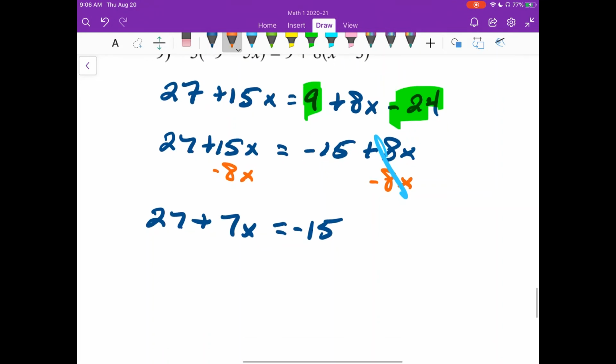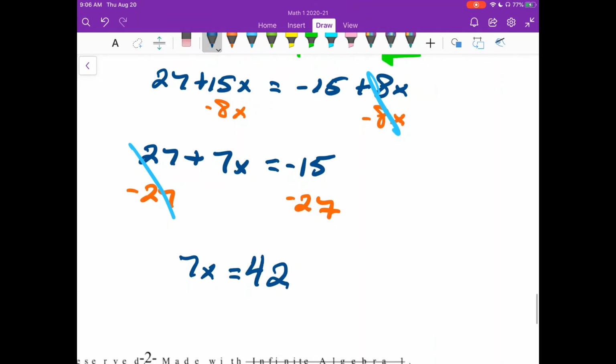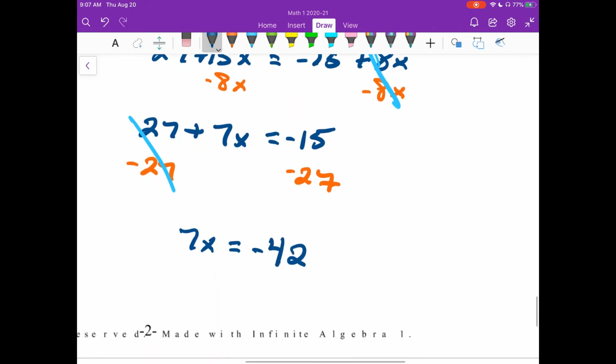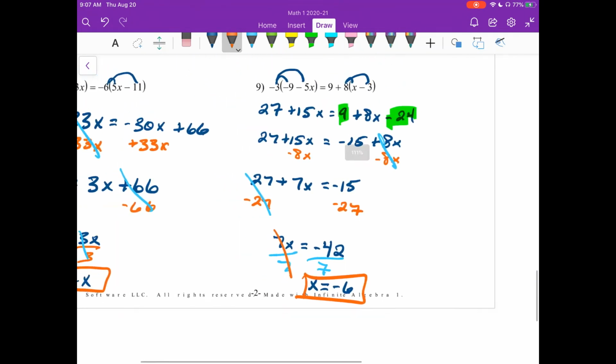I can subtract 27 from both sides. The left side cancels, and I'm left with 7x equals negative 42. I forgot the negative sign. I can divide both sides by 7. The left side cancels, and I've got x equals negative 6. There's our answer. And again, this is just cut and dry.